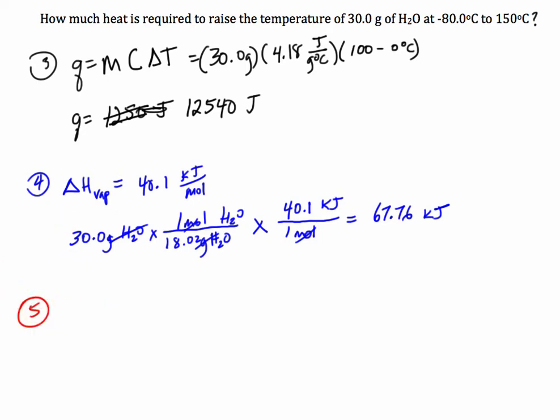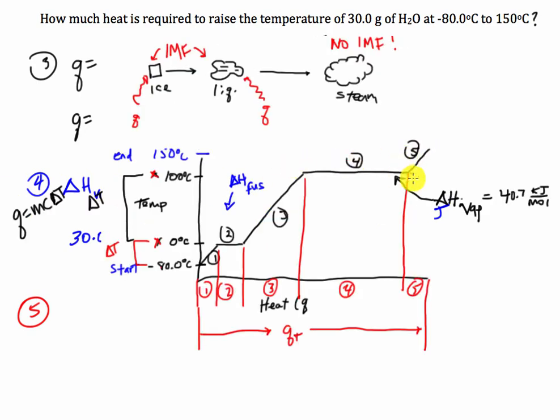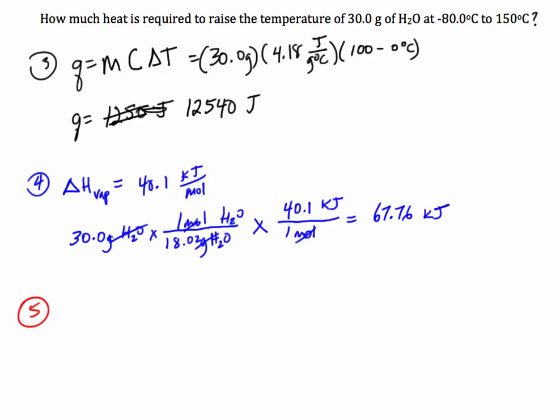Part 5, in case you forgot, is now the heating of that steam. So now I've converted it to steam. My next step is to convert it to a higher temperature. Since I have a change in temperature, Q equals mcΔT is applicable. Again, 30 grams. Specific heat. Now that I have steam, I'm going to have a different number here, and the number here is 1.84 joules per gram degree Celsius. My change in temperature is going to be final 150 minus 100.